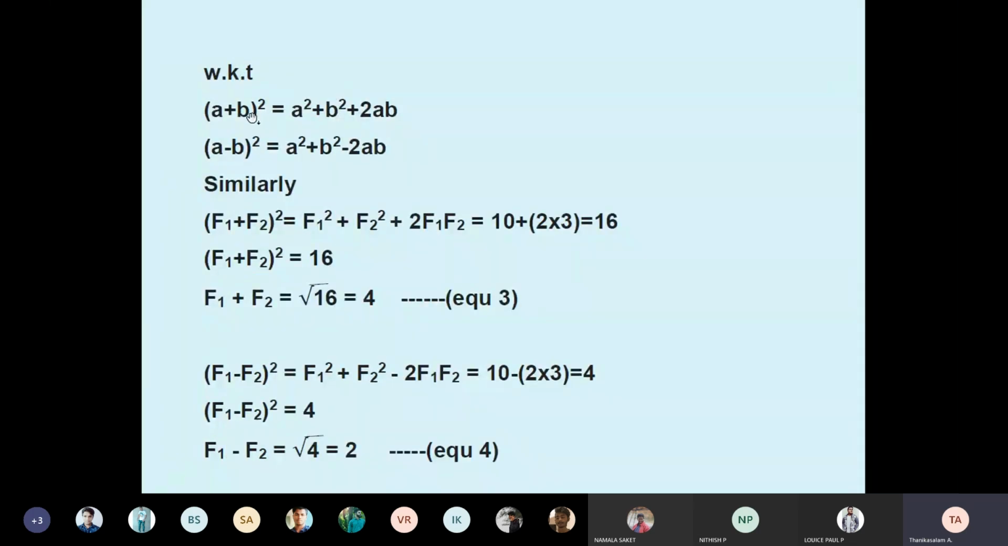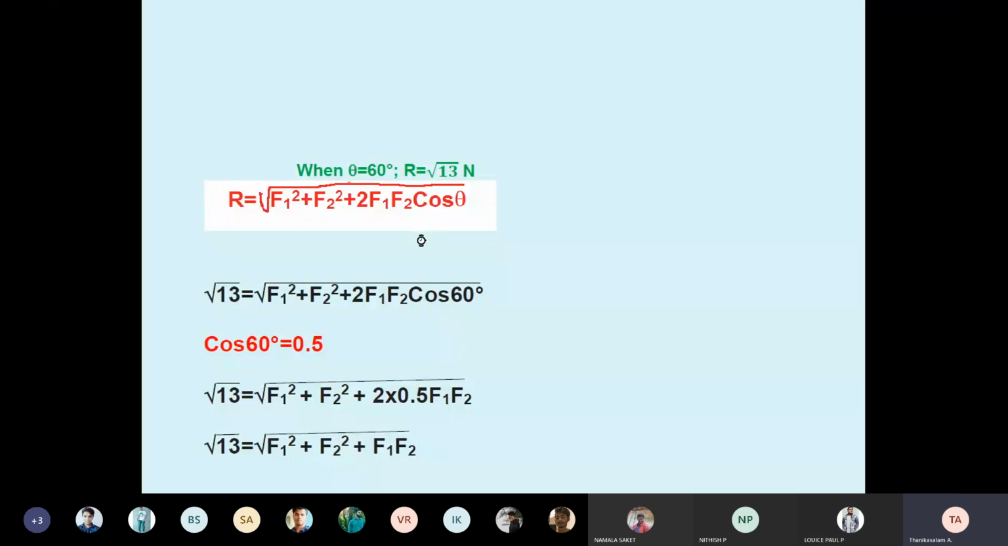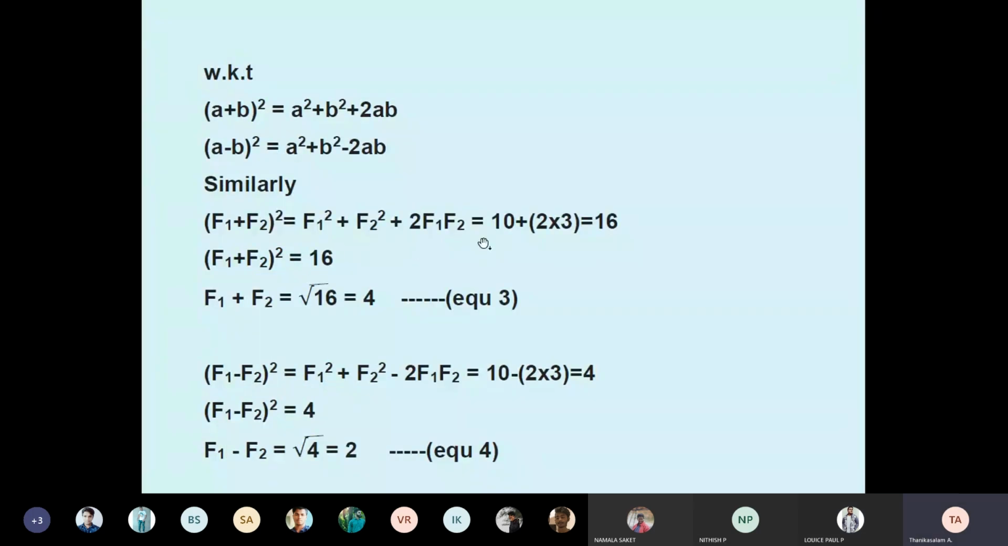Then we have (a plus b) whole square equal to a square plus b square plus 2ab, and (a minus b) whole square equal to a square plus b square minus 2ab. For this, I replace a and b with f1 and f2. Therefore f1 square plus f2 square plus 2 f1 f2. What is f1 square plus f2 square? It is 10. What is f1 f2? It is 3. Applying here, f1 square plus f2 square is replaced by 10, f1 f2 is 3, therefore 2 into 3. Finally we have f1 square plus f2 square equal to 16.